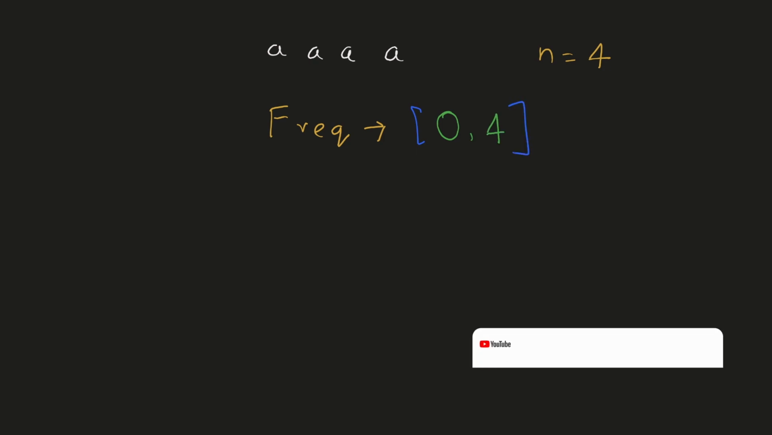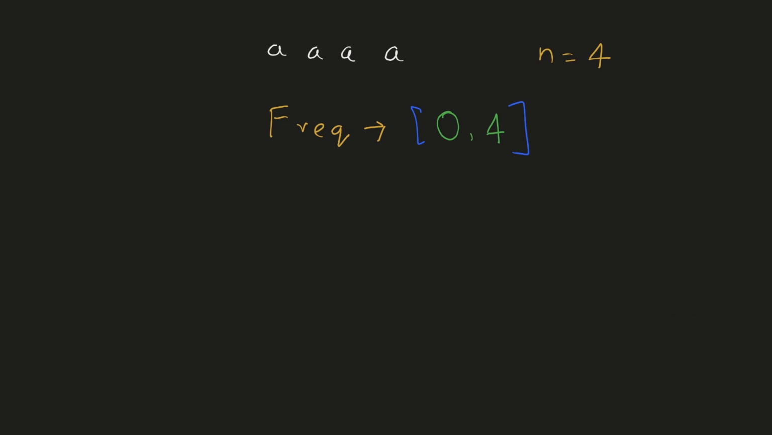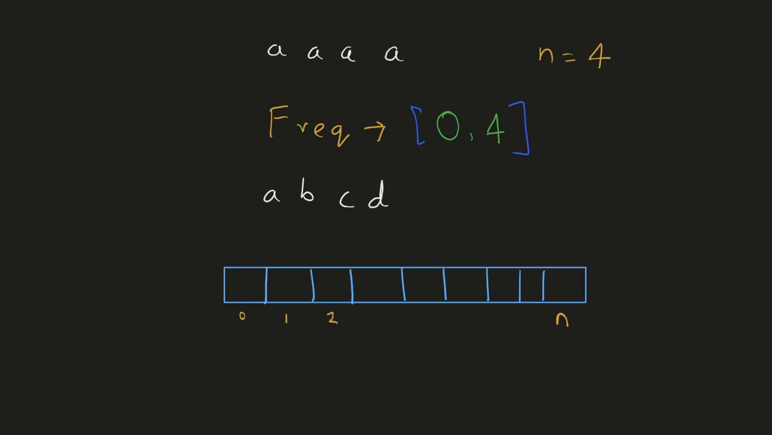Let's take this example where the number of characters is 4. Here the frequency of A is 4. One thing you can notice is that the frequency of any character can only be in the range from 0 till n. Because if a character does not occur in the string, its frequency will be 0, and if the string is full of that particular character, its frequency will be n. For example, in this string all the characters are different and the frequency of each of them is 1. We can keep a reverse mapping, where from a particular frequency, we can get all the characters that have the same frequency. We can do that using an array of size n plus 1.